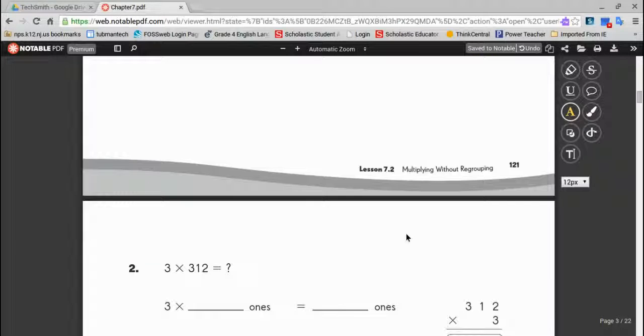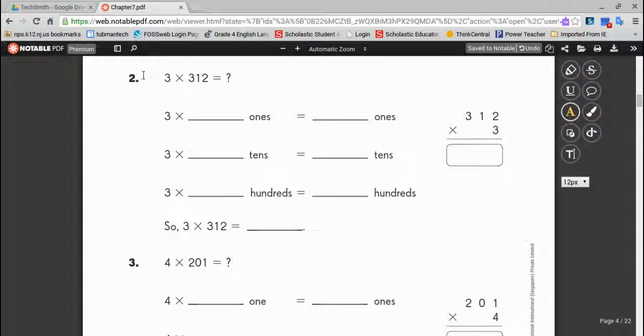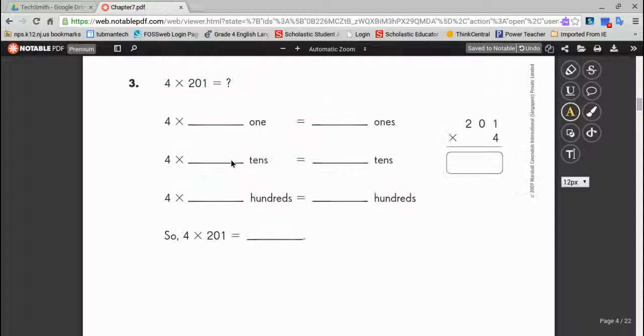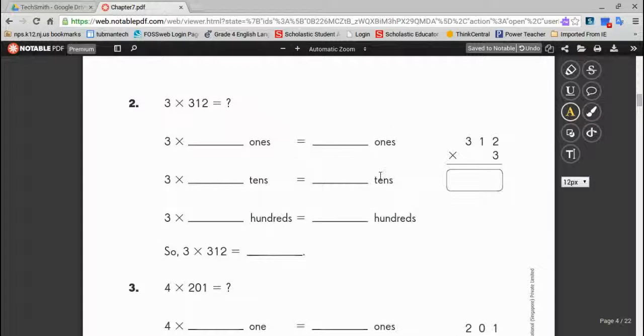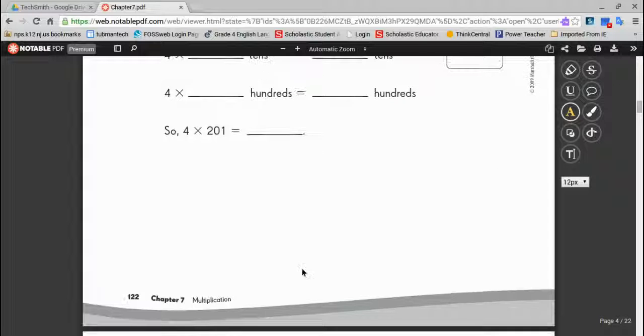Okay, and that's page 121. So I think you guys can do 122 by yourself. You can do number 2 and number 3 by yourself. You're just multiplying without regrouping, so make sure you multiply the ones first, then the tens first, then the hundreds first, and get your answer together. Same thing for number 3, your ones first, then your tens first, then your hundreds first, and you get your answer over here. Okay, so get started, and that's the end of page 122.